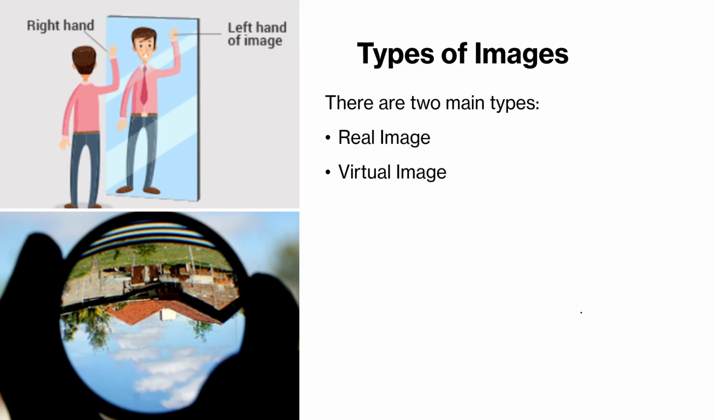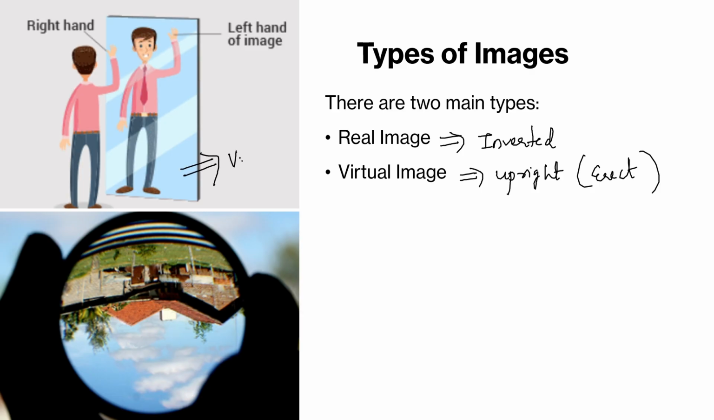Among this diagram, can you tell me which one is real image and which one is virtual image? What is the peculiarity of real image? Very good. Real images are always inverted. Virtual images are always upright, or the scientific term, erect. Which one is virtual here? Yes, the image formed by the plane mirror is virtual, and the image formed by the spherical mirror is real.